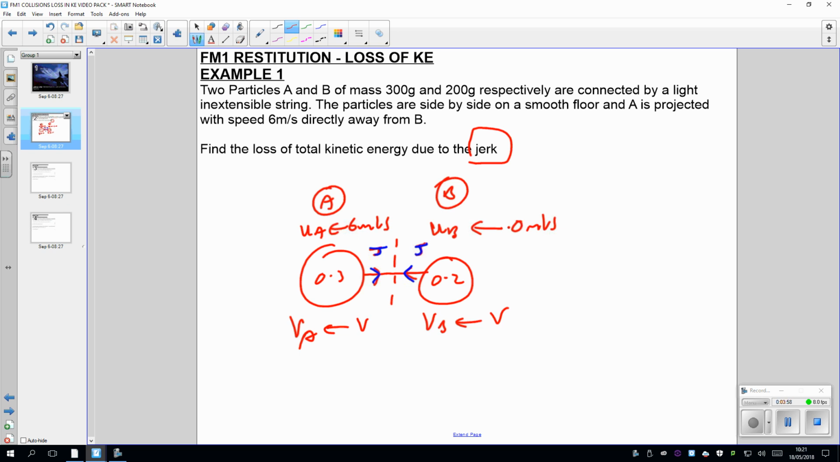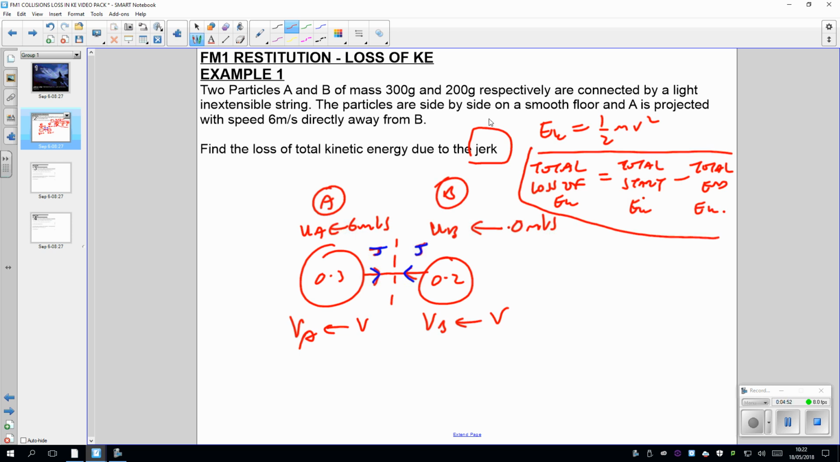So we need to know the loss of kinetic energy due to the jerk. First off, how do you find the loss of kinetic energy? Hopefully you know that the formula for kinetic energy is half mv squared. If anyone does physics, I'm sure you know that, or maybe you learned it at GCSE. But the overall formula for the total loss of KE: if there's a loss, there must have been more at the start than at the end. So loss is always going to be positive, because it's a difference, an absolute value. It's total starting KE subtract total end KE. But just remember what this KE in total means. This means of the system, and you need to take each particle separately within that total system.